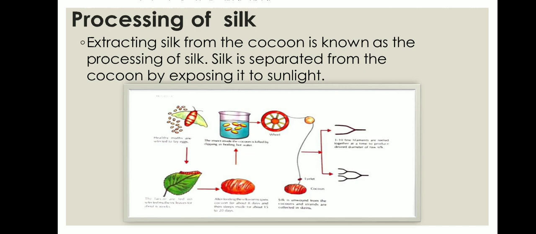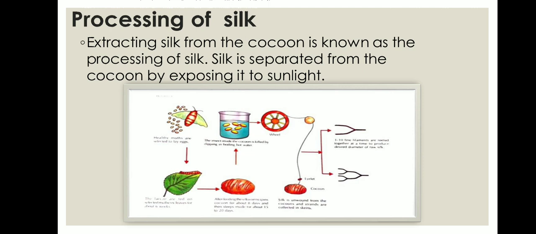The cocoons are then sorted according to color, size, and shape, because most of them are obtained in white, yellow, or grayish color. Then the selected cocoons are first boiled in hot water to kill the larva present inside, right? Then the cocoons are placed in hot and cold water alternately to loosen the filament. If the larvae are not killed and are allowed to grow, they will break the cocoon, reducing the length of the fiber.